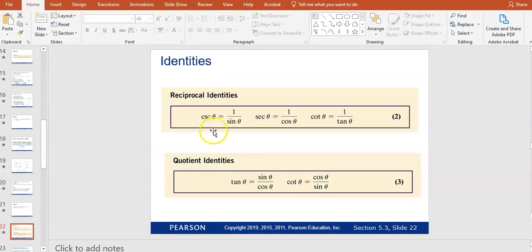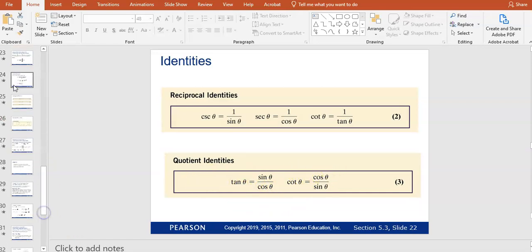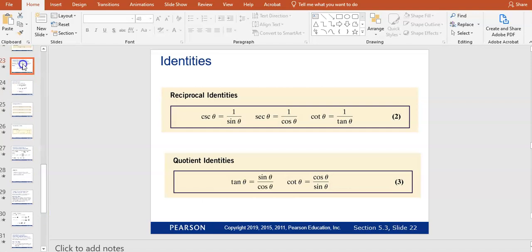Okay, and that is: cosecant is 1 over sine, secant is 1 over cosine, cotangent is 1 over tangent, tangent is sine over cosine, and cotangent is cosine over sine. So let's use a couple of these.